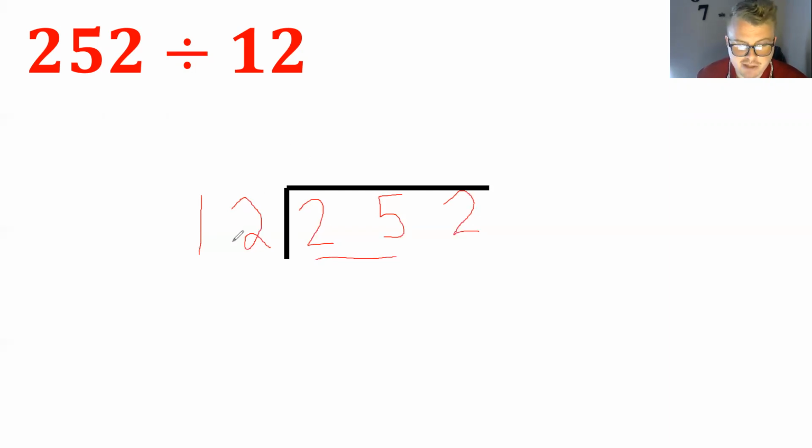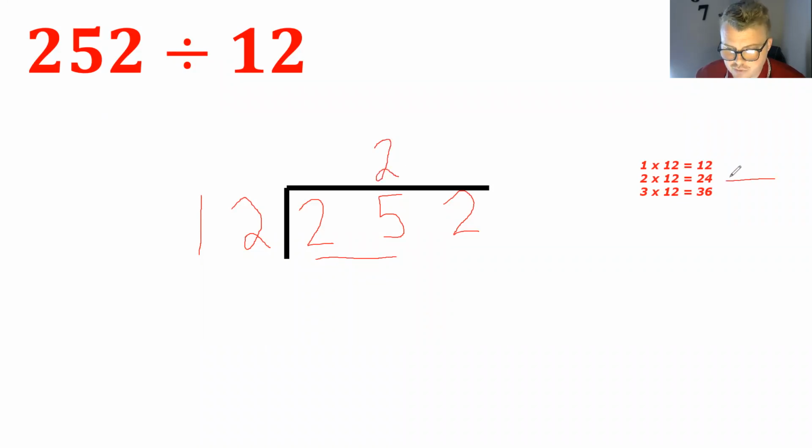And I ask myself, how many times does 12 go into 25? Well, let's do the 12 times table. So 1 times 12 equals 12. 2 times 12 equals 24. 3 times 12 equals 36. This is too big. Okay, so we're going to be looking at this one here. 2 times 12 is 24. So 12 goes into 24 twice. So I'm going to put 2 above the 5 here.